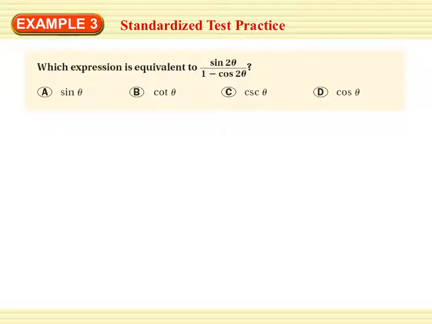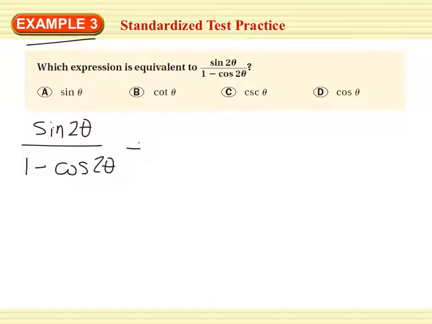All right, guys, we are in section 10.7 still, starting with example 3. Which expression is equivalent to the one given? So let's look at some of our formulas that we've learned. I'm going to use a double angle formula and change the denominator. So on the numerator, I have sine 2 theta over 1 minus cosine 2 theta. I'm going to change the numerator.